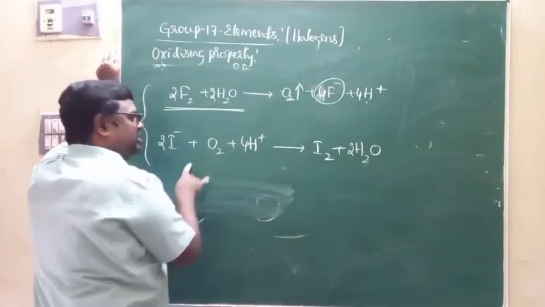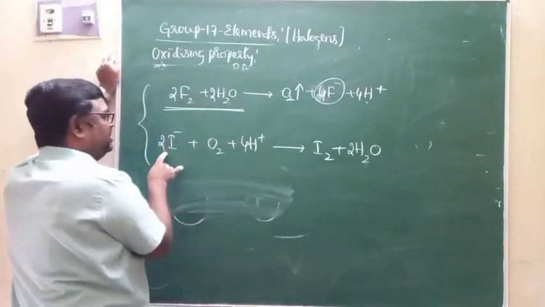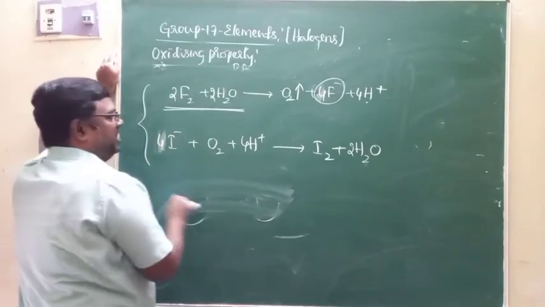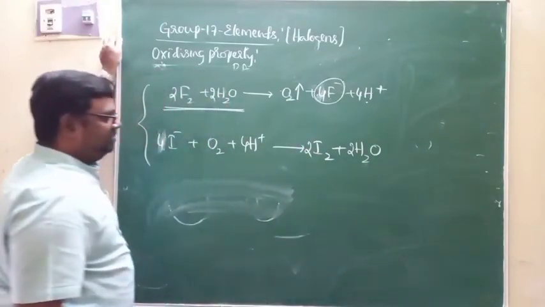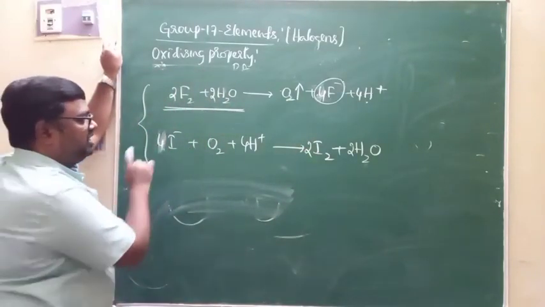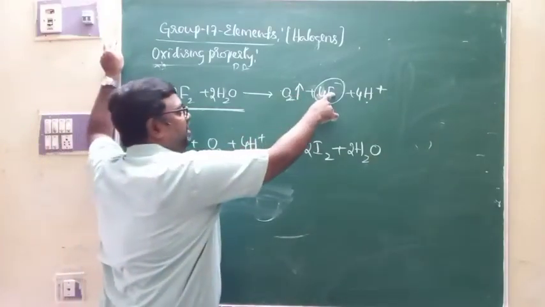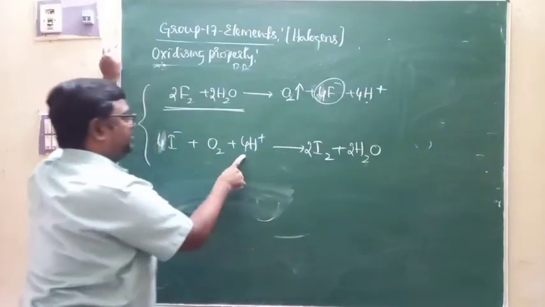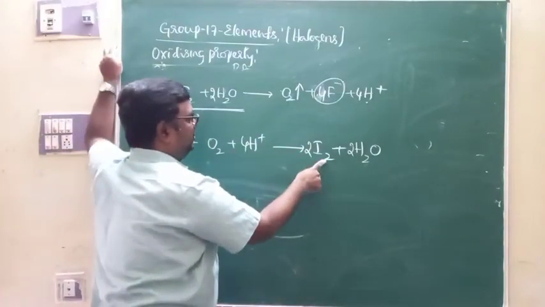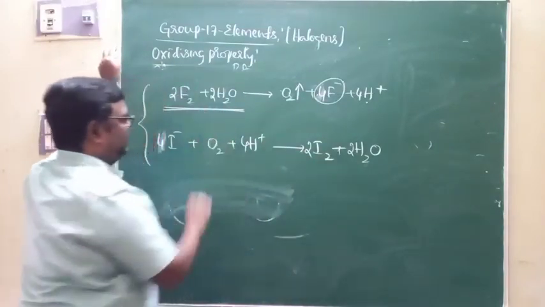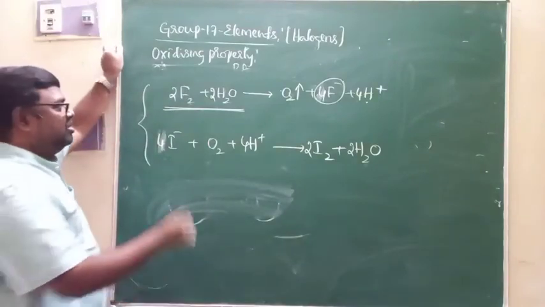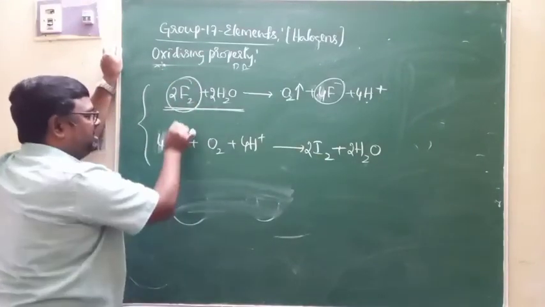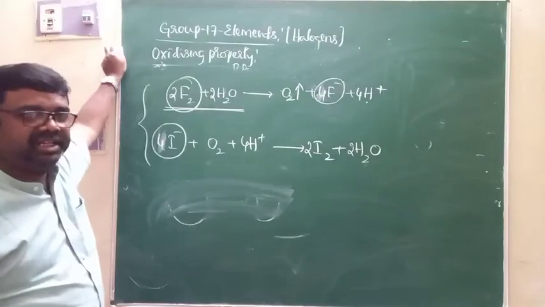Reverse this reaction. Here instead of F minus, it will be 4I minus, and 2I2. Where we have 4F minus here, let 4I minus come there; here there is O2, let O2 come; let 4H plus come. Compare F2, 2I2, 2H2, these two a little. Here fluorine is a powerful oxidizing agent, I minus is a powerful reducing agent.